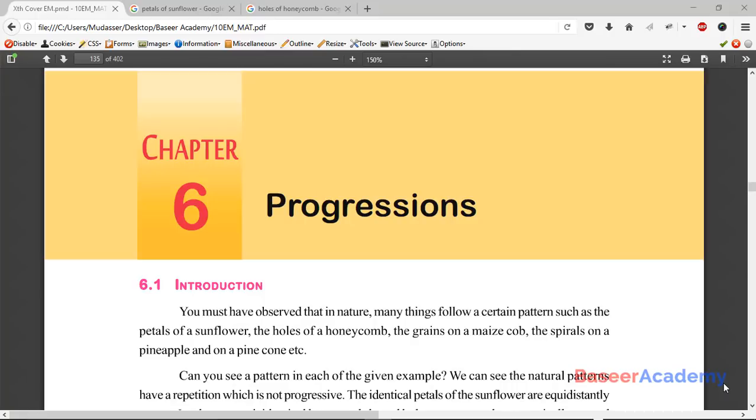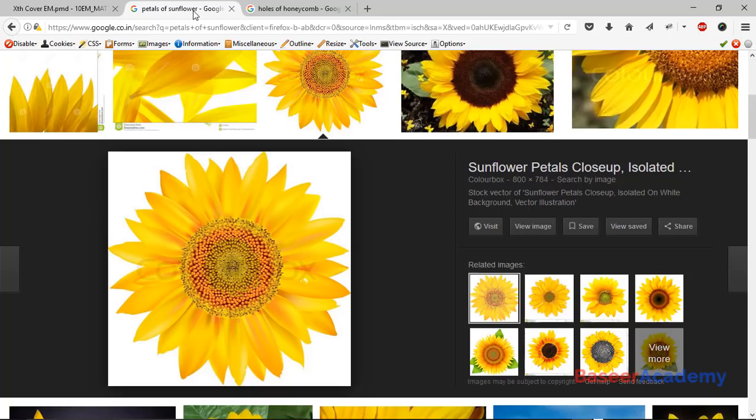In this video, we'll talk about Chapter 6 Progressions from Telangana State Syllabus. We observe that in nature, many things follow a certain pattern, such as petals of a sunflower. Identical petals of a sunflower are equidistantly placed, just like this. You can see here, petals that look similar are placed equidistantly.